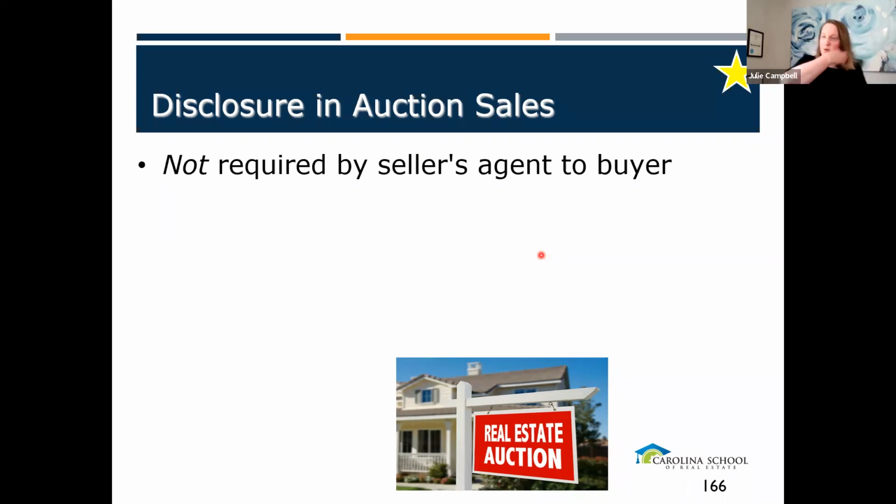Now, if you're the buyer's agent and you're representing the buyer, if you're taking your buyer to an auction, we should have already done that, right? Because we had that conversation when we first met the buyer. This is specifically about the auctioneer not needing to do the disclosure to the buyer or their agent. Questions about working with real estate agent disclosure?